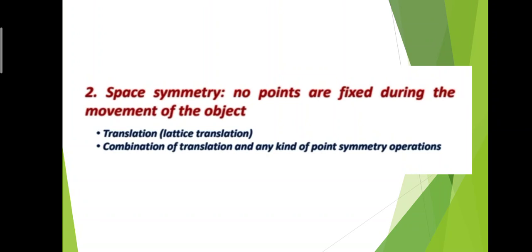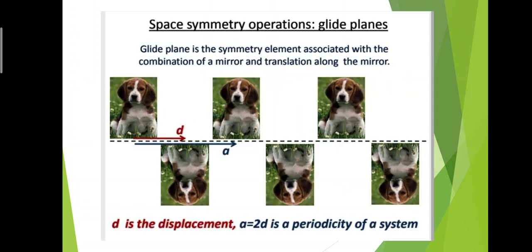Number 2 is space symmetry: no points are fixed during the movement of the object. Translation, lattice translation, combination of translation and any kind of point symmetry operations. Space symmetry operations: glide planes.